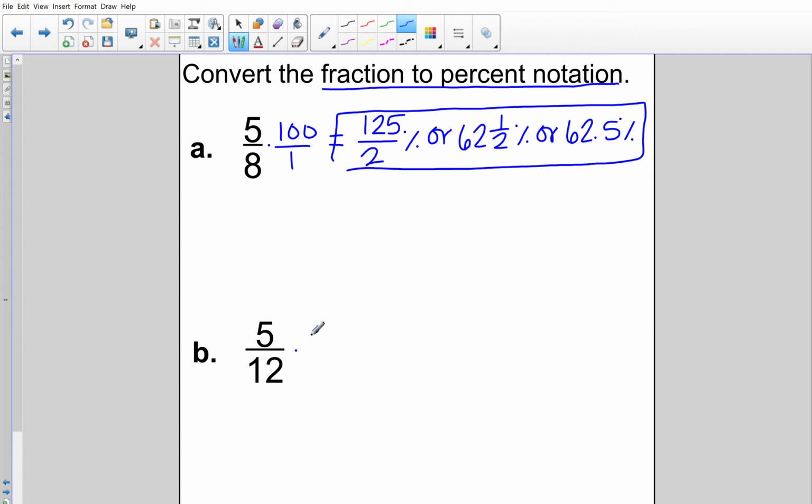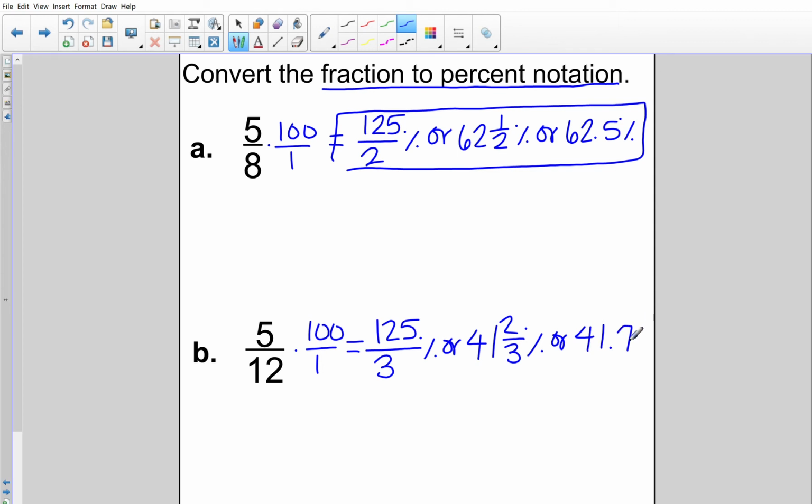So again, the same thing with 5/12. I'm going to multiply by 100, and I can get one of three answers. I could get 125 over 3, and again that's percent, or I could have 41 2/3%, or I could have 41.6 repeating percent. So I could have any of those, no, not 7, 6 that repeats, 6 repeating, okay?